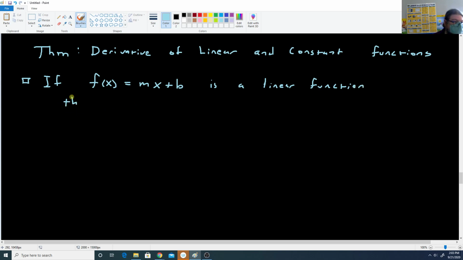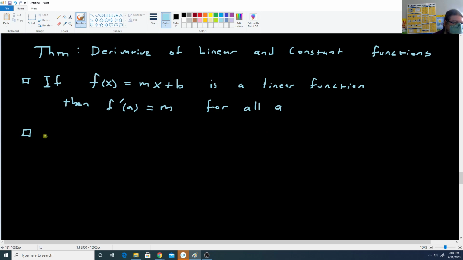then the derivative at a just equals the slope of the line for all a. So basically, if you're trying to take the derivative of anything in y equals mx plus b form, the derivative for that form is always just the slope of the line.